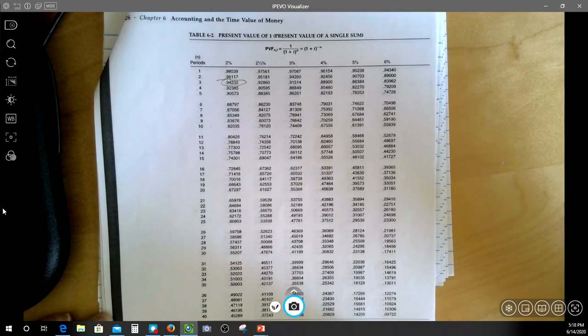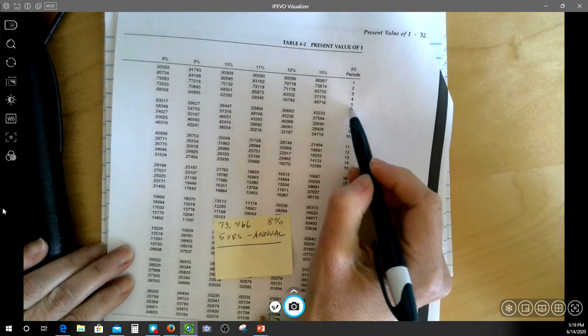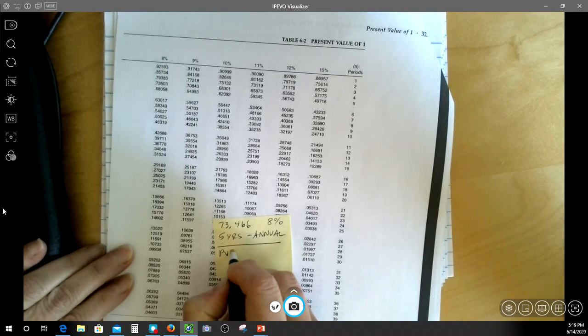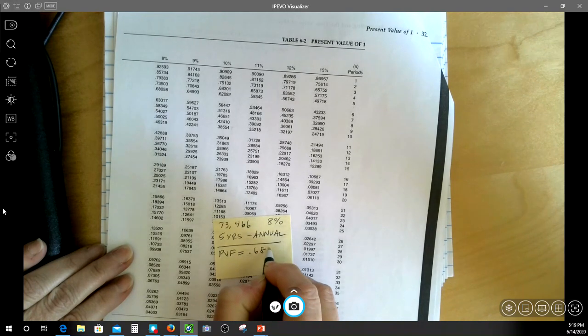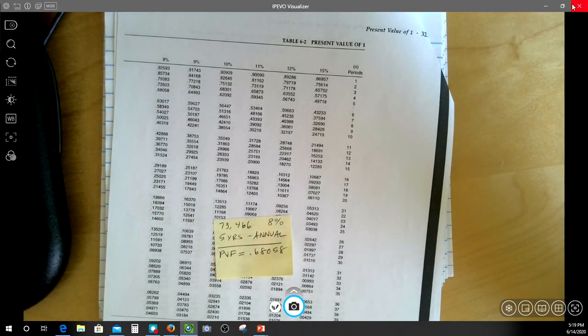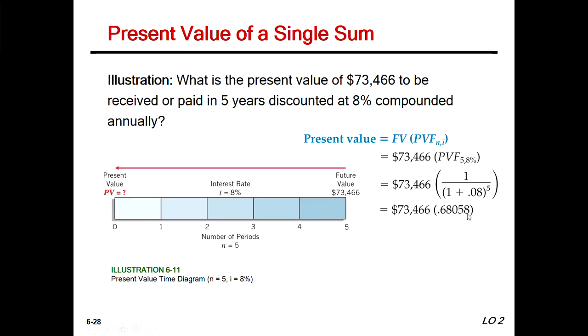Whoops, I'm on the wrong table. Flip over. We only go to 6% on this particular one. So we're going to go to the next one. This is just a continuation of that. So 5 periods at 8%, our present value factor is 0.68058 right here. Go back, you can see this, 0.68058. If you do the math, that's what it gets. The tables, of course, give you the answer a lot quicker.